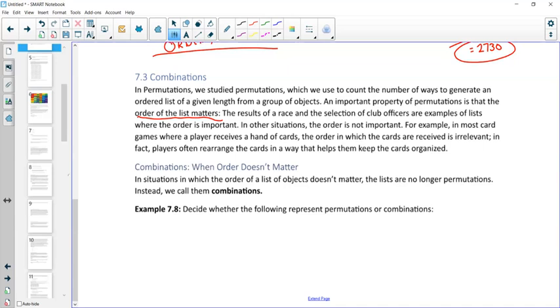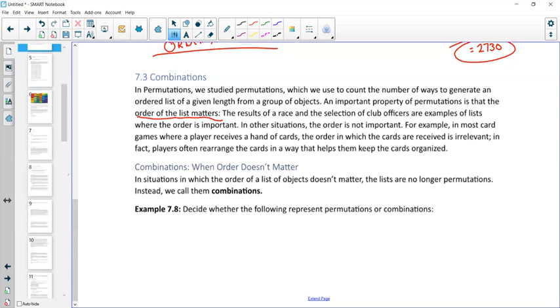In other situations, the order is not important. For example, in most card games where a player receives a hand of cards, the order in which the cards are received is irrelevant. Players often rearrange the cards in a way that helps them keep the cards organized. So combinations are for when order doesn't matter. In a situation in which the order of a list of objects doesn't matter, the lists are no longer permutations. Instead, we call them combinations.